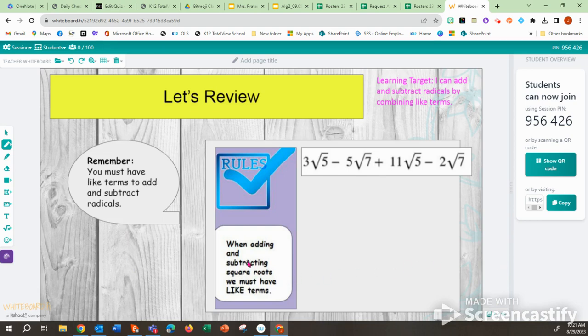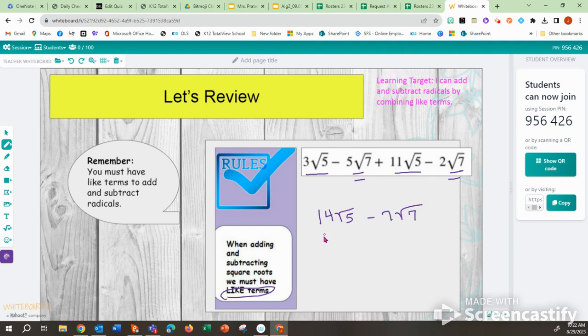When you're adding and subtracting radicals, you must have like terms. So remember, like terms are the same exact radical with the same exact number underneath. So a square root of 5 and a square root of 5 would be like terms. You would combine only the numbers out in front, and you would keep that like radical. These two square roots of 7s are like terms, and again, you would combine the -5 and the -2, and you would keep that like term, which is the square root of 7.